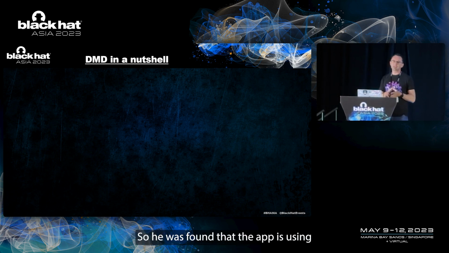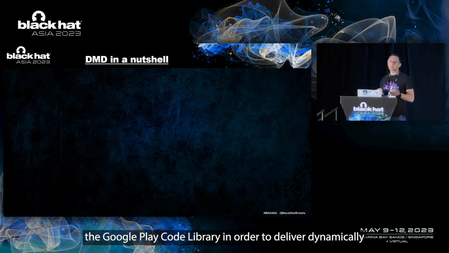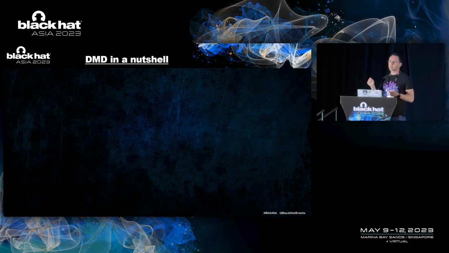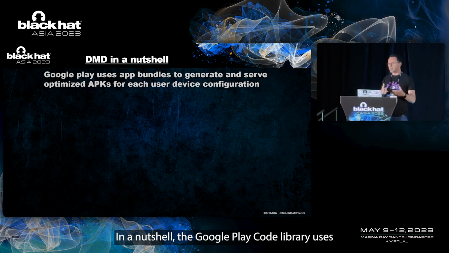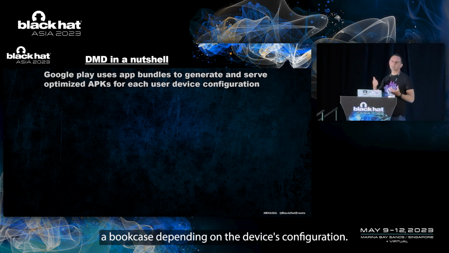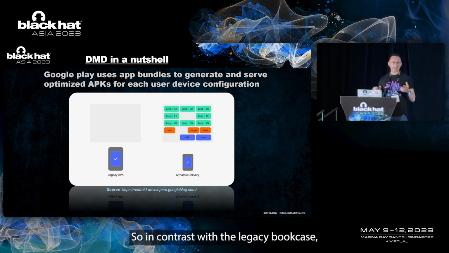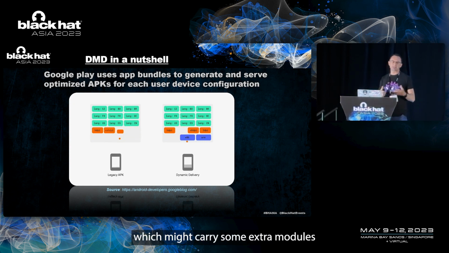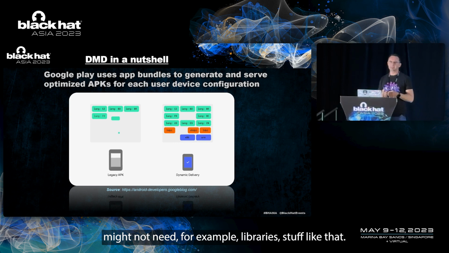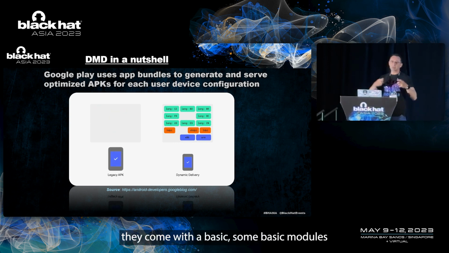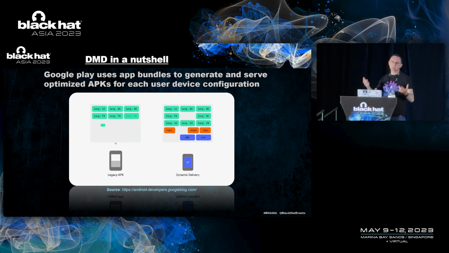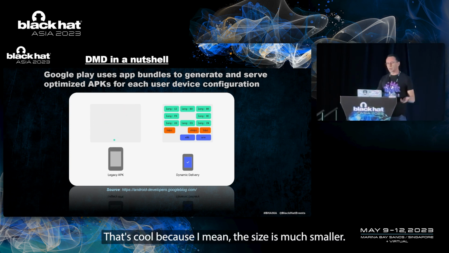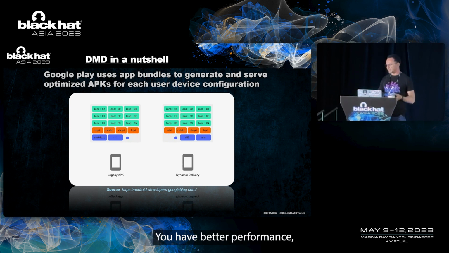So it was found that the app is using the Google Play Core library in order to deliver dynamically a plugin which is used to unzip the user files. In a nutshell, the Google Play Core library uses app bundles in order to deliver optimized APKs depending on the device's configuration. In contrast with the legacy APKs, which might carry some extra modules that the installation device might not need, for example, libraries, stuff like that, bundles come with some basic modules, and extra modules can be installed on demand, depending, of course, on the device's configuration. That's cool because the size is much smaller, you have better performance.